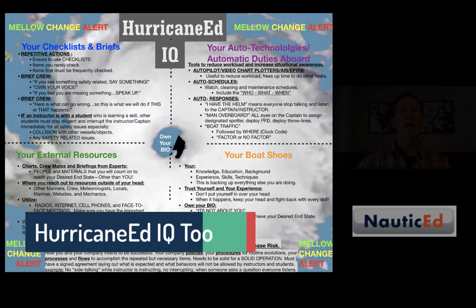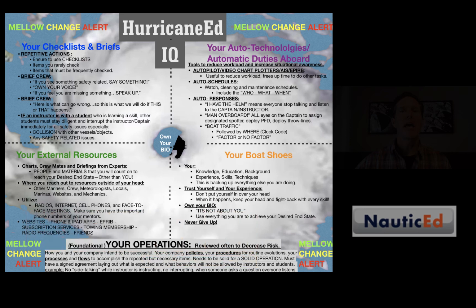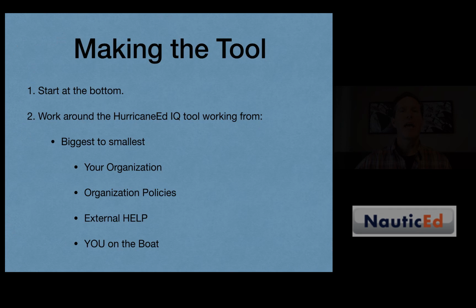Welcome back. Now we got to the first HurricanED IQ tool. This is the one where you use your intelligence. It's kind of an eye chart right now, but I'm going to take a minute to explain it and go through it quickly. It's a good thing to print off and have at your disposal at your school to go over, and it's an excellent tool, especially for a debrief. So let's talk about how I made the tool.